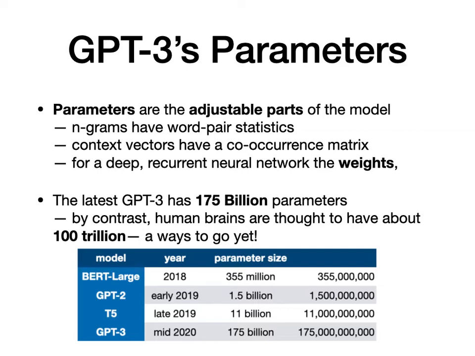Now, this is a little historical plot of large language models that have been coming out in the past few years. Oh, I was wrong. BERT Large is the 2018 one. 355 million parameters. GPT-2 brought in 1.5 billion. T5 came out in the competition, 11 billion parameters. And then GPT-3 leapt forward again, another factor of 10 into 175 billion parameters. That's a large number. It's hard to get your head around.